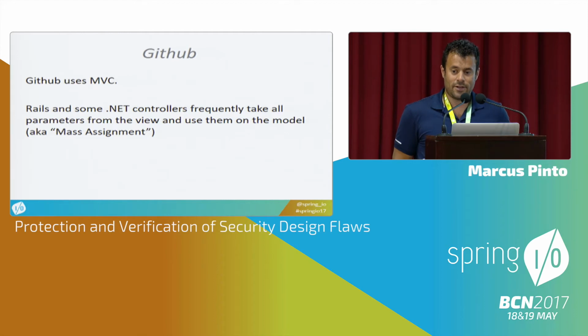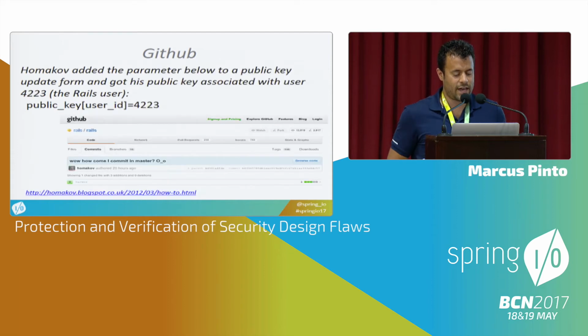Okay, so GitHub. Has anyone heard of GitHub? I'm sure you're familiar with MVC. It turns out that some people realized there were some interesting properties in automatic binding or mass assignment situations. So this guy Homakov realized that when he created or modified his profile, he could add in extra parameters to that request. And he realized as long as the parameter was a property of the model, then that property would be updated.